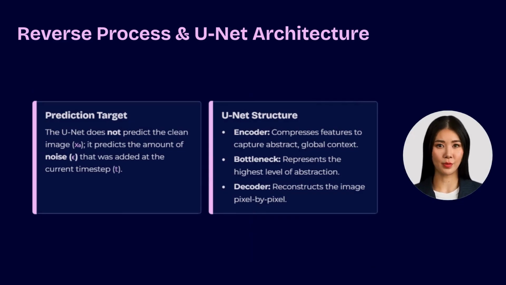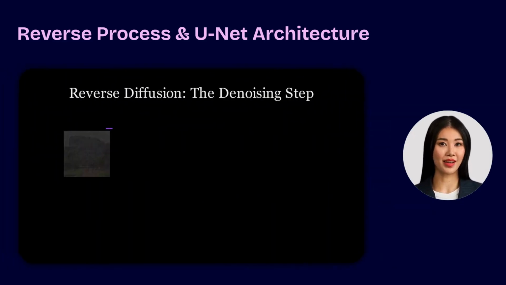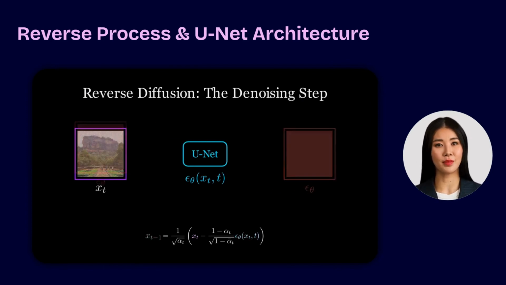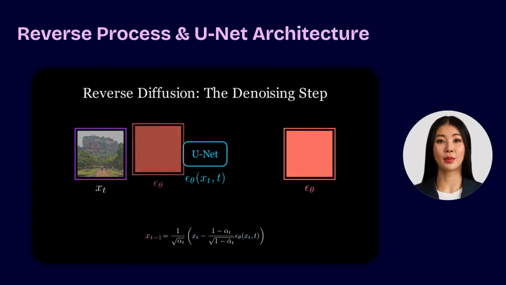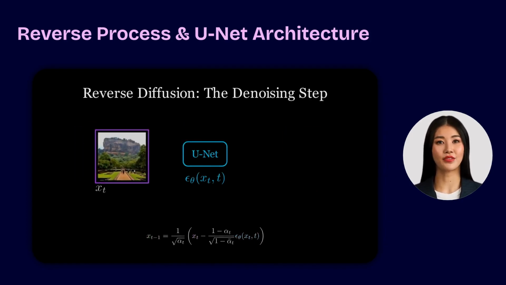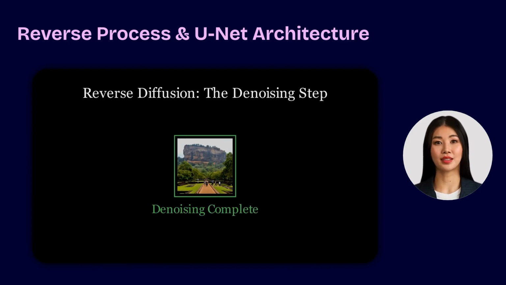This brings us to the reverse process, which is where the model's actual learning happens. We give the model a noisy image from any step in the forward process and ask it to do one thing: predict the noise that was added to create that image. It's not trying to predict the final clean image directly, just the noise component.